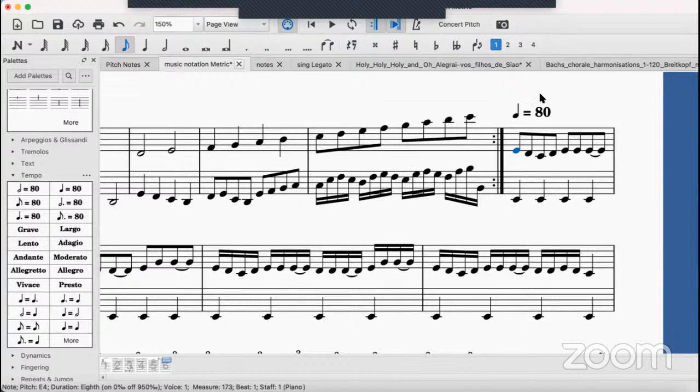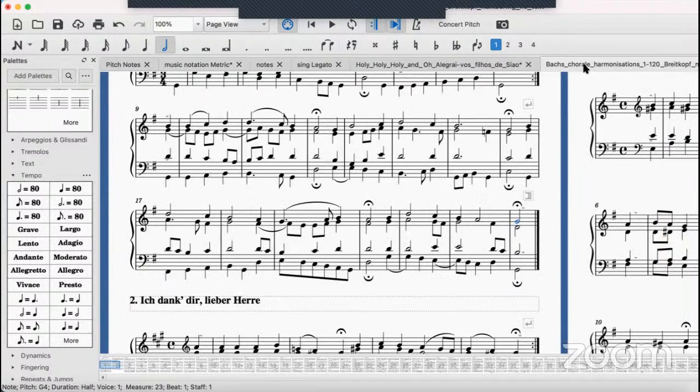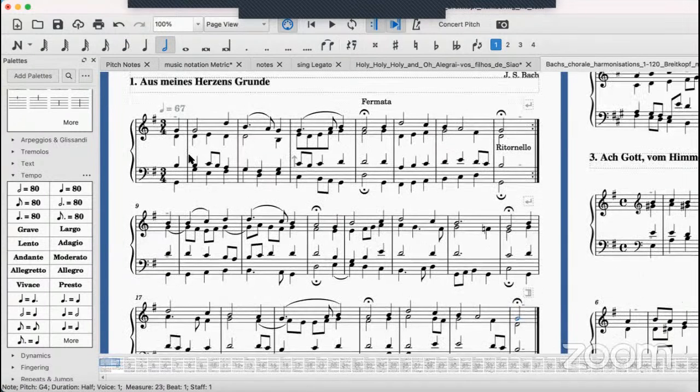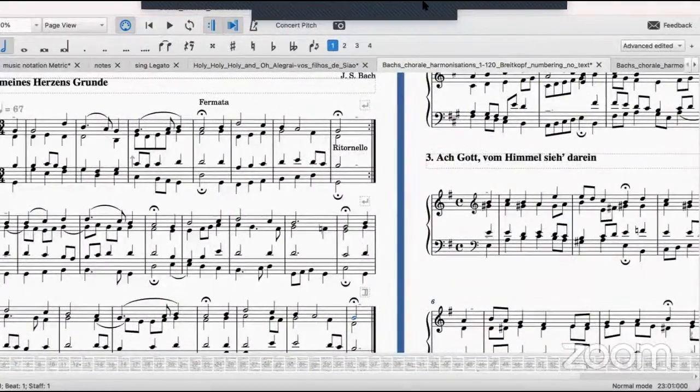So the assignment is to write all the rhythm notes on the Bach Chorale that is in your files. I'm going to add it, okay? Let me see if I add it here.